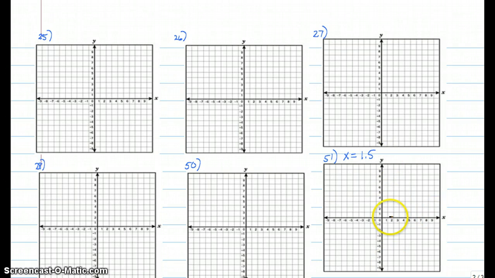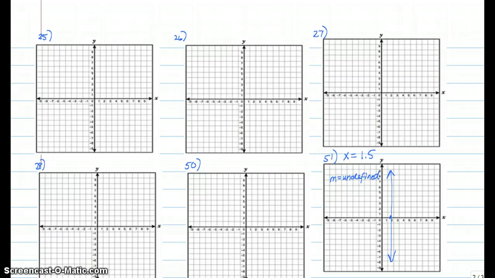So at 1.5, I always put a little point there. I'm going to draw, and again, you're using your ruler, a vertical line at 1.5. We know that slope, in this case, is undefined. So m is undefined. They're not asking you for what slope is, but I want you to understand this. M is undefined when you have an x line.